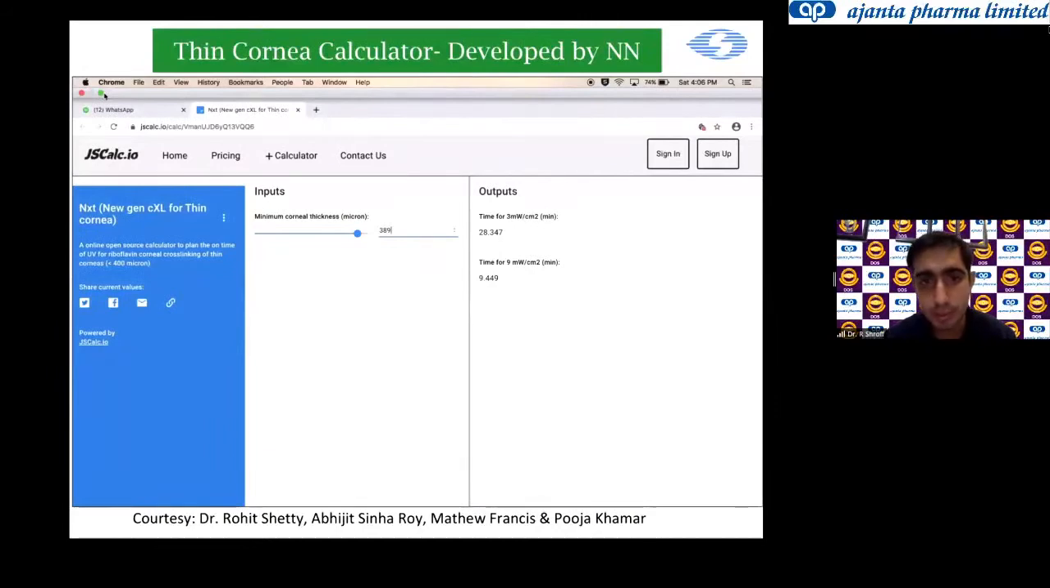For instance, if it's around 389 microns as seen here, a 3 milliwatt protocol would be applied for 28.3 minutes and a 9 milliwatt for about 9.5 minutes.